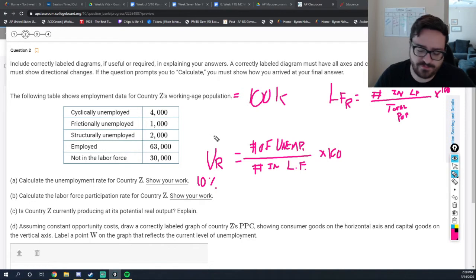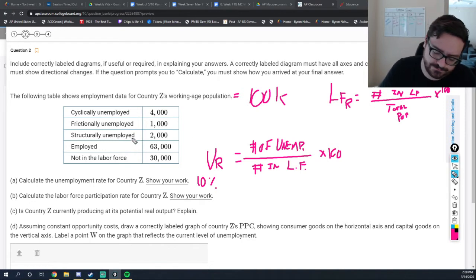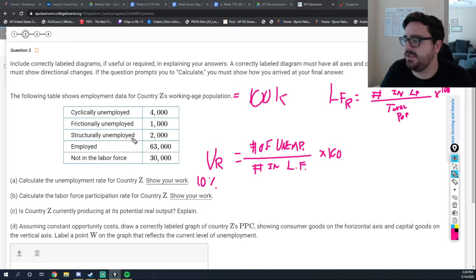So the number in the labor force, we've already gone over that. That's 70,000. And the total population I already wrote down up at the top was 100,000, because that's just everybody. And 70,000 over 100,000 is 70 over 100, which is really easily 70%. Boom. And again, write the formula, plug in numbers, move on with your life.